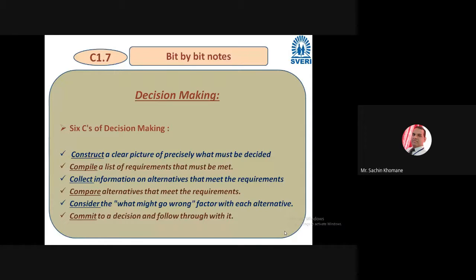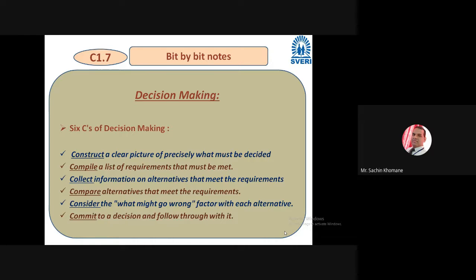So that factor you have to consider. If I choose that alternative, what might go wrong? If I choose option B, what might go wrong, right? So that you have to consider. And definitely, if there are so many things that will go wrong, then you will not consider that alternative, right? And the last one is that you have to commit to a decision and follow through with it. Once your alternative is ready, that option you have chosen as a decision, you have to commit to that and you have to follow. You should not change whatever option or alternative you have chosen. You should commit to that. You should not change that decision at the end. You should be firm on your decision, right?